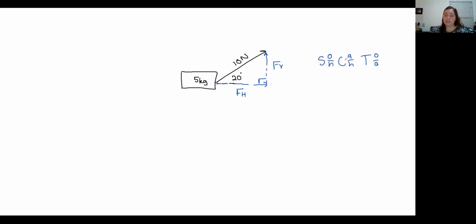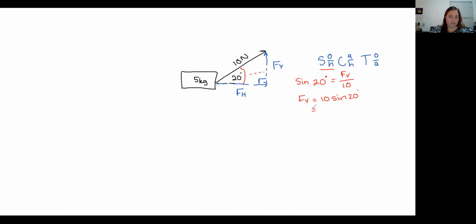I call this SOHCAHTOA, but I'm very well aware of the fact that lots of people have different ways of doing this. As long as you know what you're doing, I'm not going to interfere. So from the 20 degrees here, the vertical is opposite it, which means that we're going to use sine. I'll do the first one slowly, but I'm not going to do any other one slowly. Sine of the angle is opposite, which is FV, over hypotenuse, which is 10. Therefore, the vertical component will be 10 sine 20.